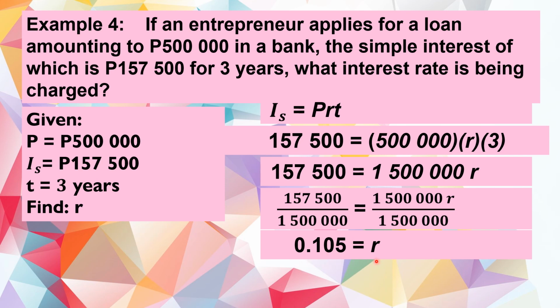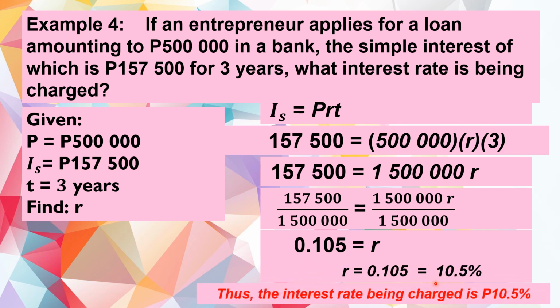0.105. So, since yung rate natin ay percentage, let's convert 0.105 into percentage. So, just move the decimal point twice to the right. So, from this point, 1, 2. So, nandito na yung point natin, which is now 10.5%. Thus, the interest being charged is 10.5%.